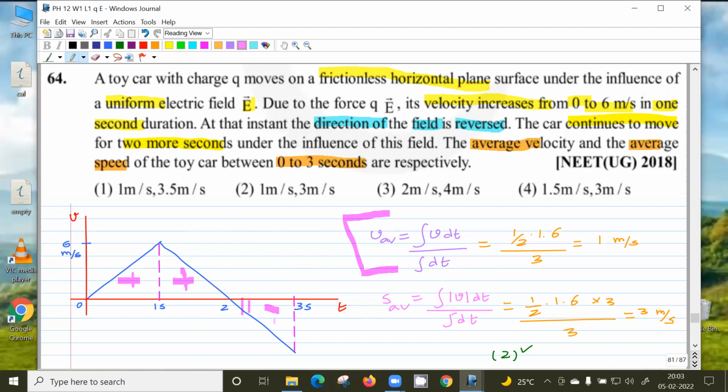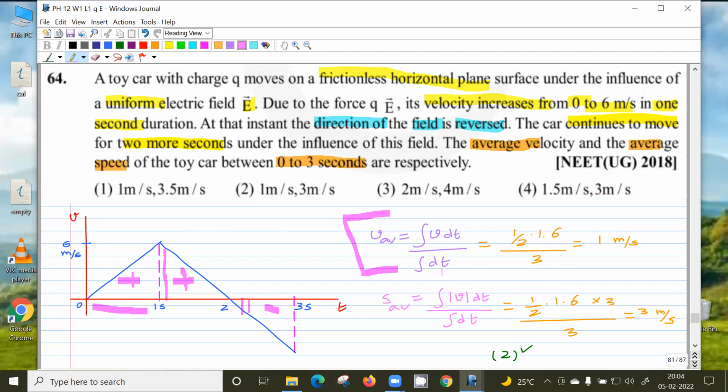And this area and this area are equal because this base is 1. Here also 1. And in the same slope. Yes, so these two areas will cancel. So only this area will remain. So this area is half into base, which is 1 second. And how much is the height? 6. So half into base into height, divided by the total time interval.